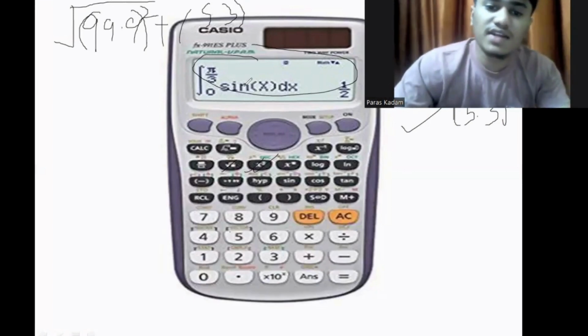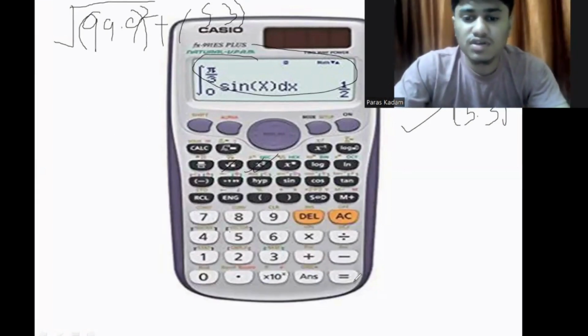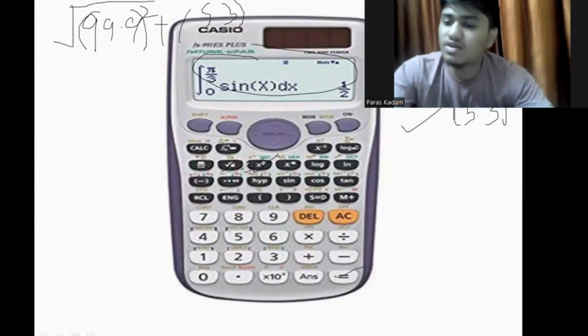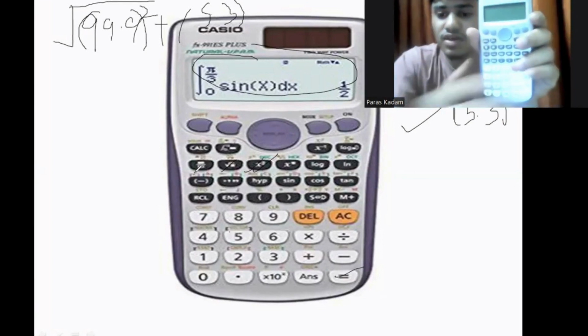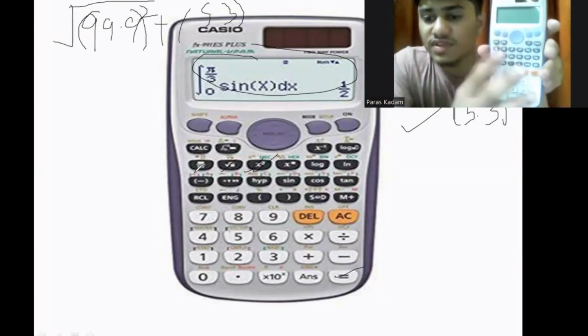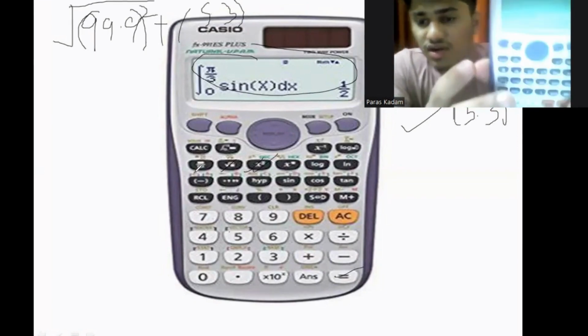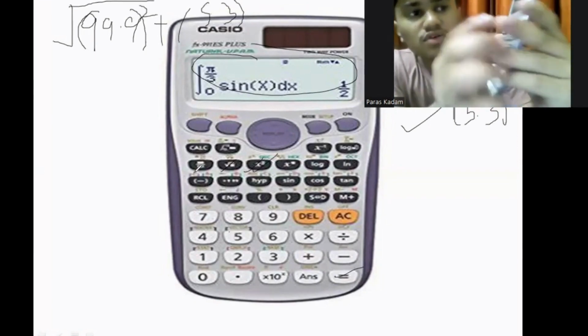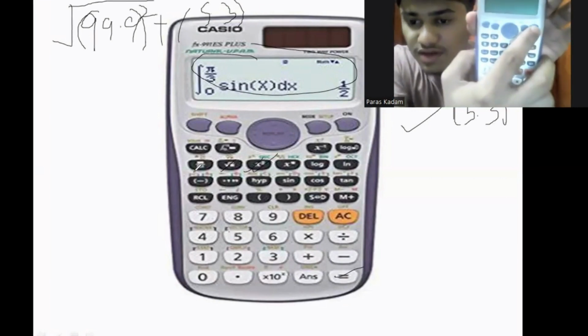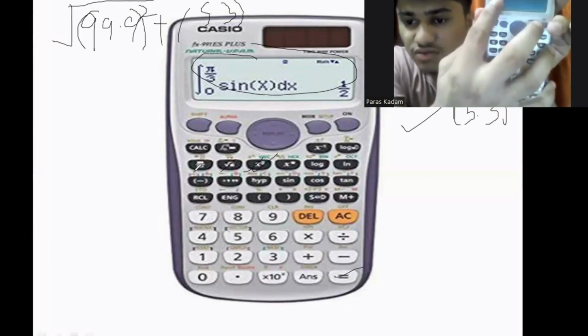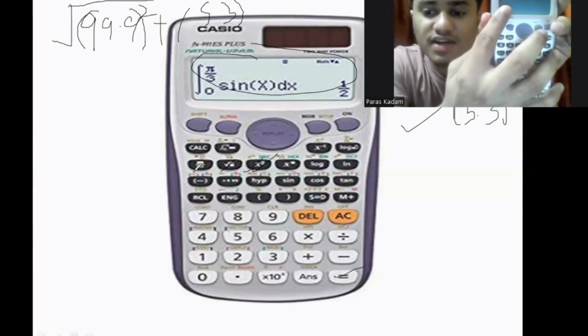After entering x square, just click this button, equal. You will get your desired answer. Okay, I have brought this calculator. You will not be able to see, but I will try. First I will turn on the calculator. Okay, you can see the calculator has been started.